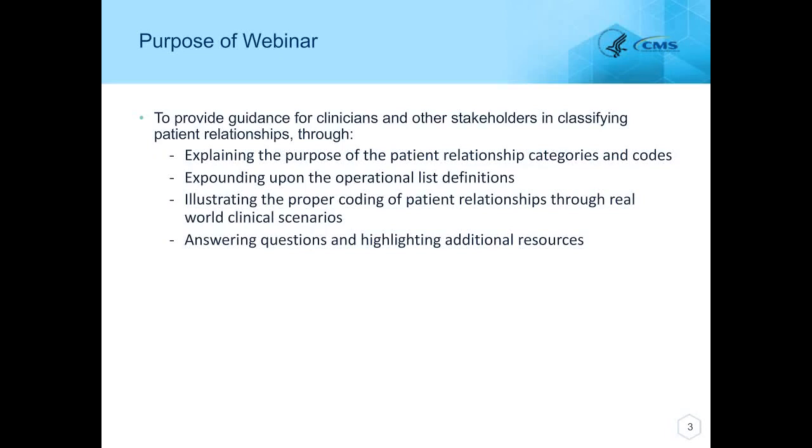So the purpose of today's webinar is to provide guidance for clinicians and other stakeholders in classifying patient relationships. We will cover the following topics here on this slide. We will explain the purpose of the patient relationship categories and codes. We will expound upon the operational list definitions. We will then illustrate the proper coding of patient relationships through real-world clinical scenarios. And then we'll dedicate time at the end to answer questions and highlight additional resources for participants.